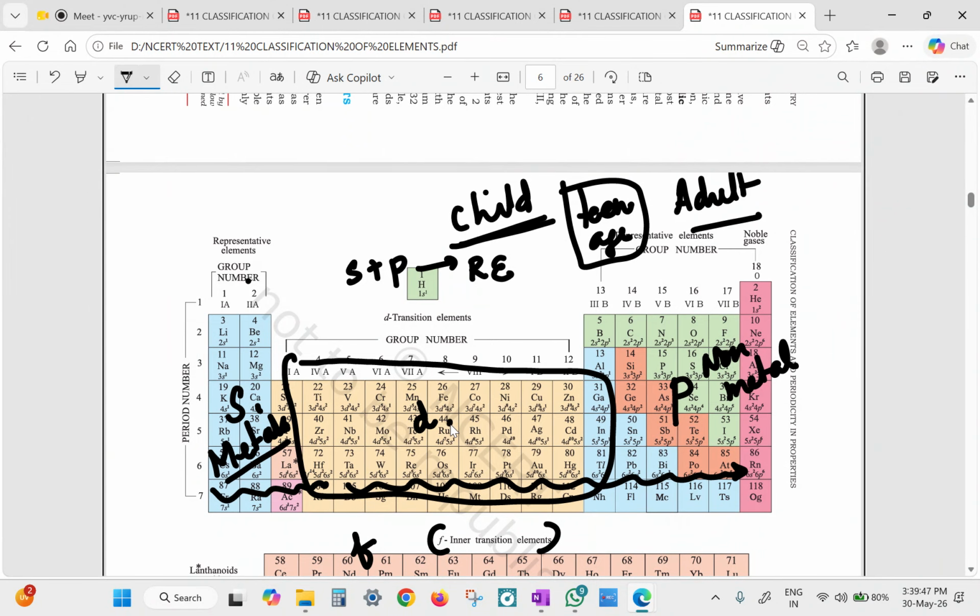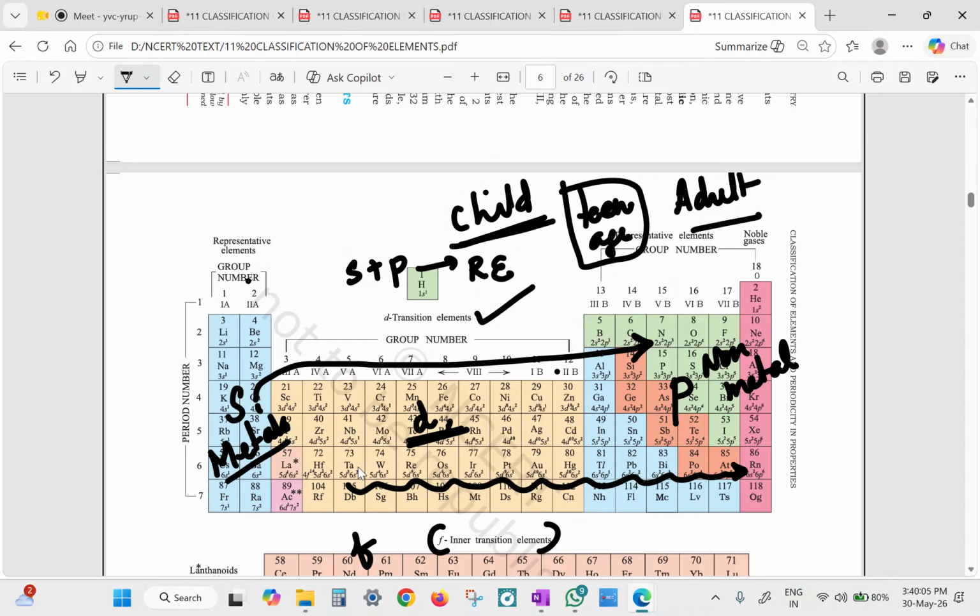The transition elements bear the change. The metallic property slowly changes to non-metallic property through the presence of the D block elements. That's why they are said to be transition elements. Clear?